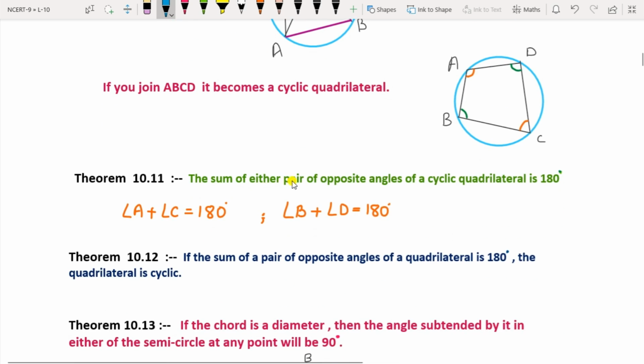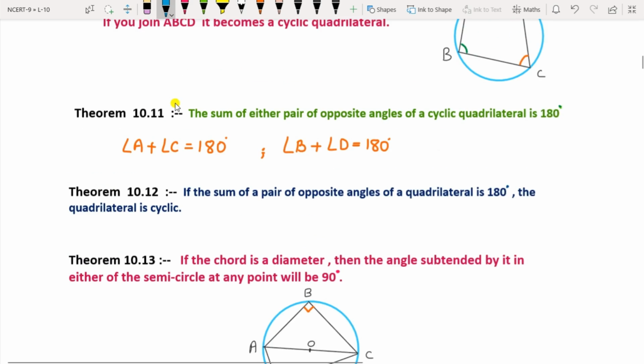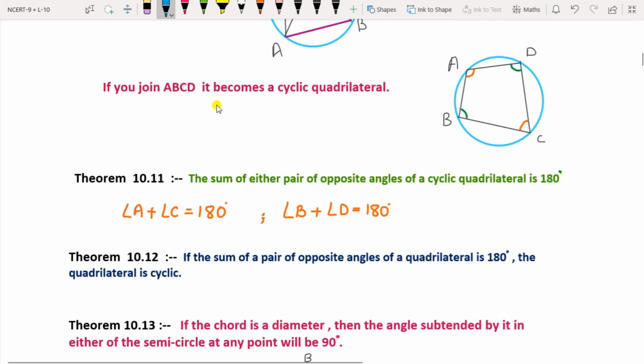Theorem 10.11: the sum of either pair of opposite angles of a cyclic quadrilateral is 180. That is, A plus C is equal to 180, and B plus D is also equal to 180. So opposite angles of a cyclic quadrilateral are supplementary. Theorem 10.12: if the sum of a pair of opposite angles of a quadrilateral is 180, then the quadrilateral is cyclic. That is the converse of 10.11.